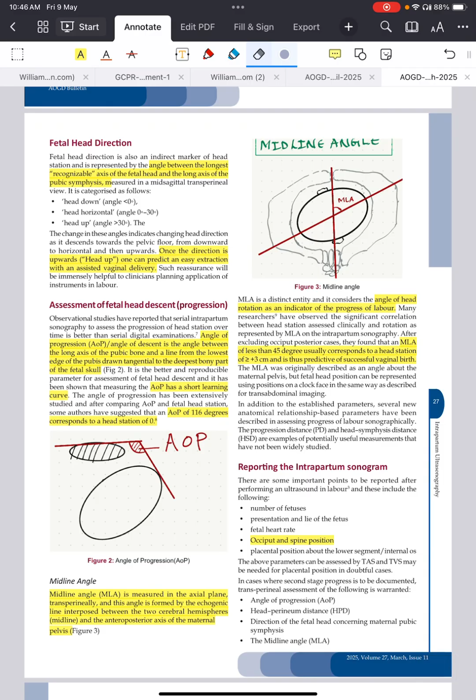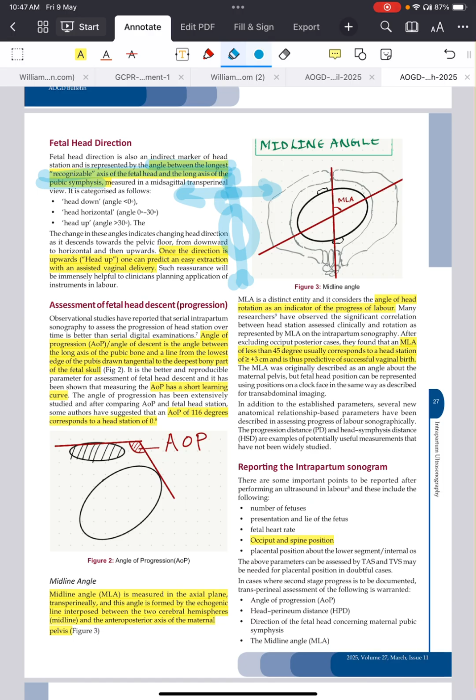Next is fetal head direction. Fetal head direction is the angle between the longest recognizable axis of the fetal head and the longest axis of the pubic symphysis. For example, this is the pubic symphysis and this is the fetal head. This is the long axis of the pubic symphysis and this is the long axis of the fetal head. The angle between these two is known as fetal head direction.